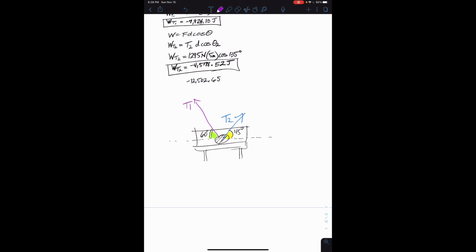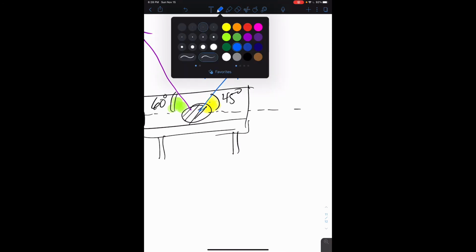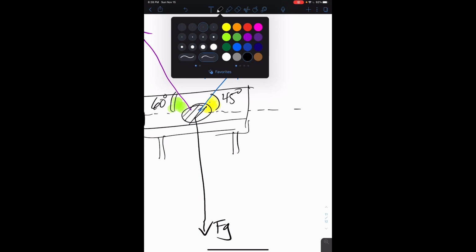So if we look at just T2 and want to calculate this work in a different way than we did before, we had force of gravity, or weight, pointed like this. But what I want to show you is it's all about the parallel component. I could have used a different angle than what I did. So let's look at this blue vector here.